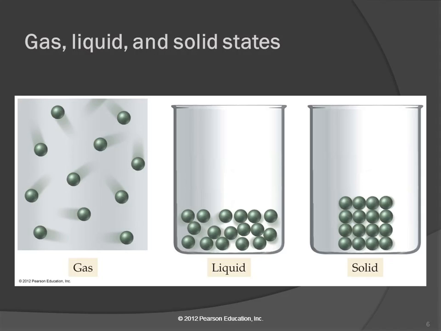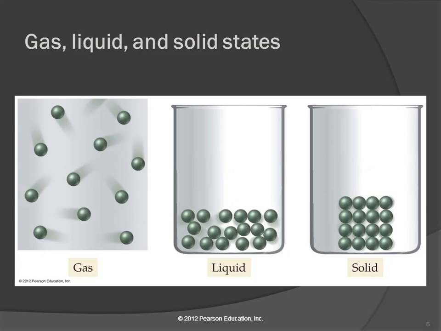So, illustrations. Here's the gas. There's lots of space between the particles, and they just move independently. In a liquid, these guys can move relative to each other, but they're all going to stay at the bottom of the beaker in this same volume. And in the solid, they're going to stay relative to each other in the same places.